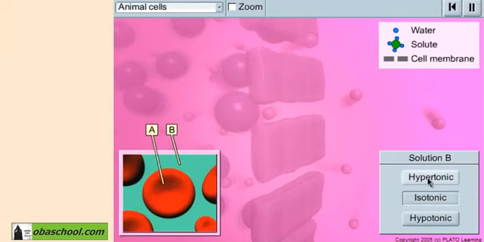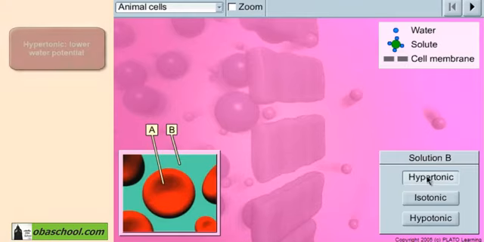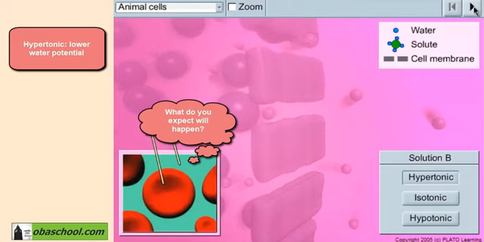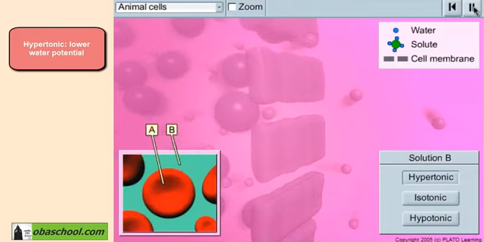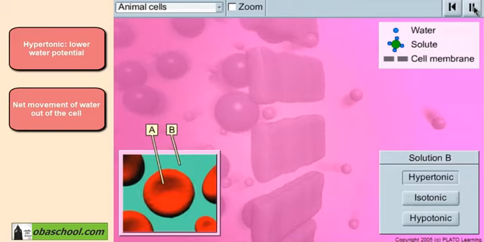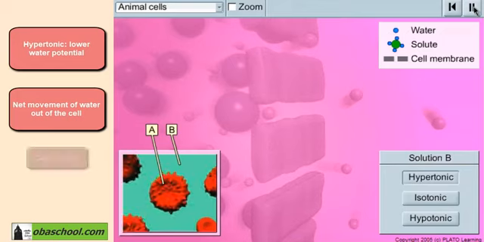When we have solution B being hypertonic to solution A, do you remember what hypertonic means? It means it has a higher concentration of solutes, which means it has a lower water potential. So here, solution B has a lower water potential than solution A. So what do you expect will happen? What will happen is water will exit the red blood cell. It will go from solution A to solution B, and as a result, the red blood cell will lose volume. It will shrivel and shrink.